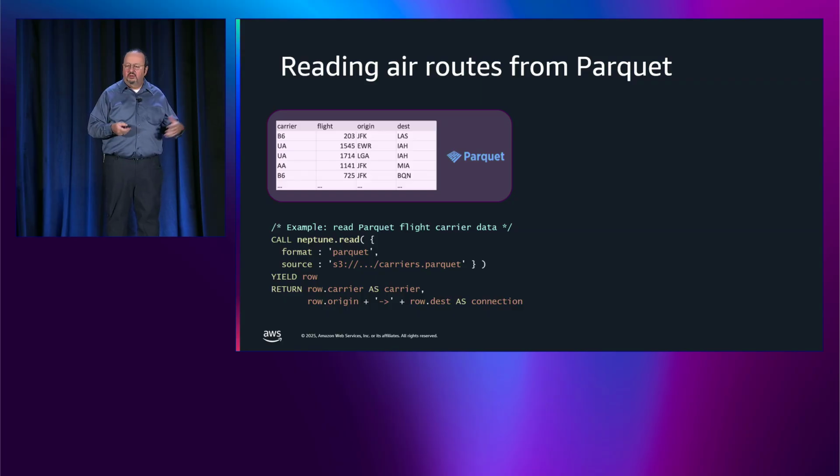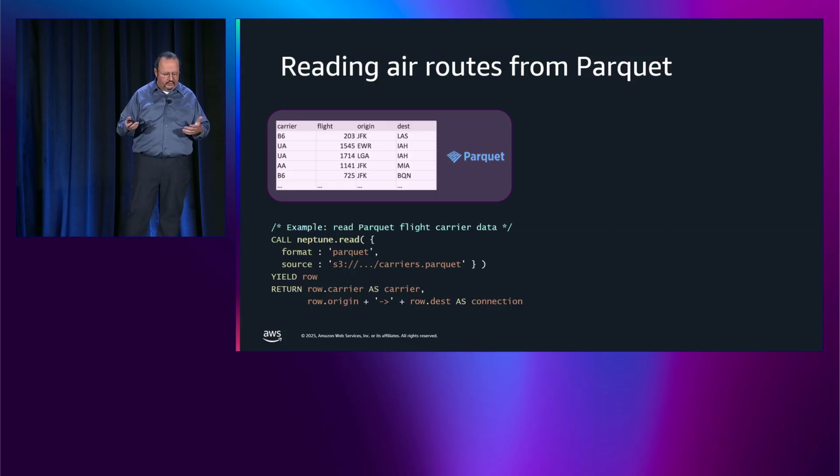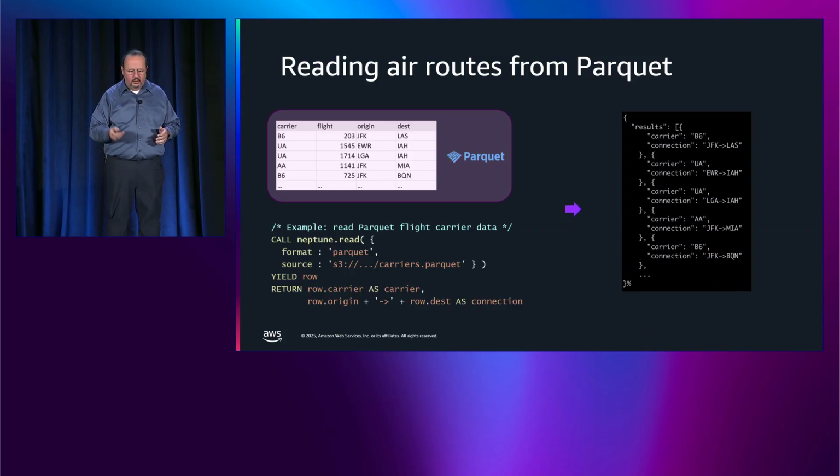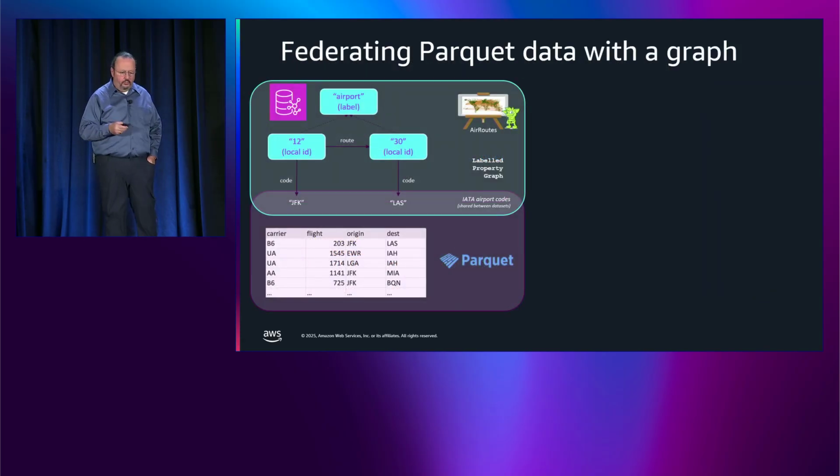You can use those columns as you wish. You can take carrier information as it is. You can concatenate origin and destination with an arrow between, and you can produce the output like this. This is just reading your graph. You're reading data in your graph language. Okay? Of course, we can do more.